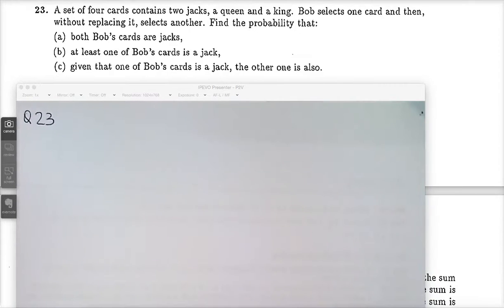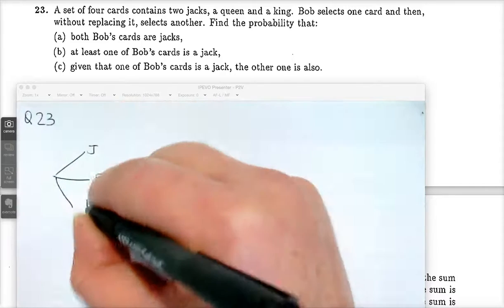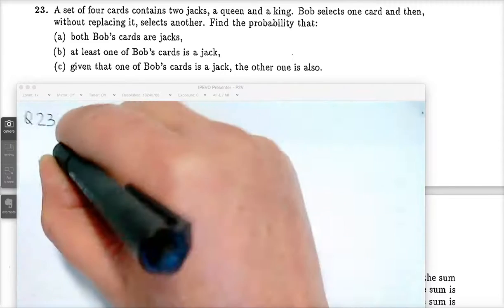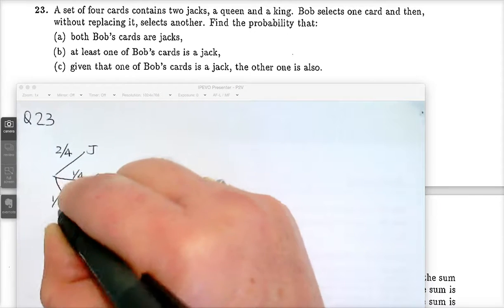A set of 4 cards contains 2 jacks, a queen and a king. I think we can go like this, jack, queen, king. There's only 4 cards. 2 out of 4 are jacks. 1 out of 4 is a queen and 1 out of 4 is a king.